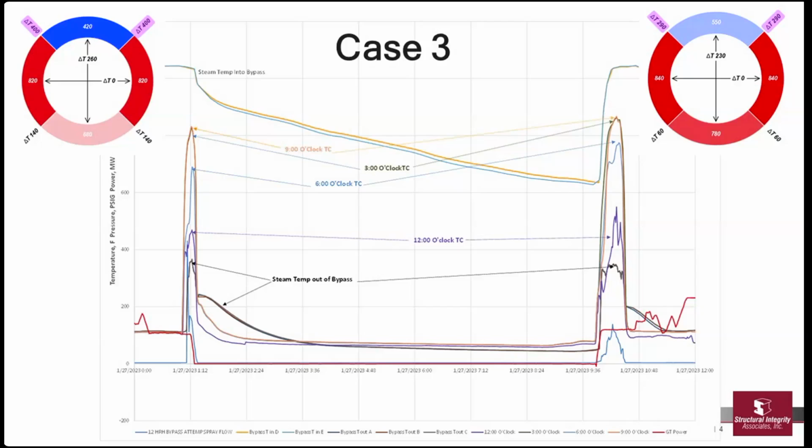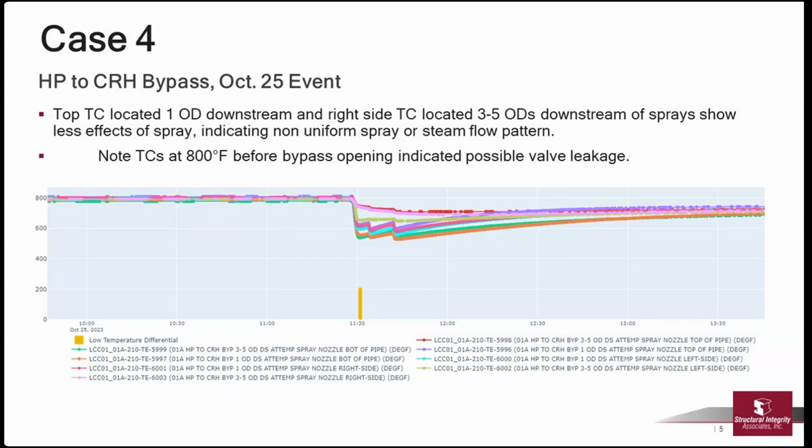Let's see, go ahead, next one. So this is another one. Actually, this is an HP to cold reheat bypass, and the thing I wanted to point out on this one is that these thermocouples are downstream of the bypass valve, yet they are cooking along at 800 degrees before that bypass opens. What it's showing, I believe, in this instance, is that you got leakage through that bypass valve, because looking at a sister unit, we were seeing temperatures of about 200 degrees, which is what you'd expect from a line that has no flow in it for a while.